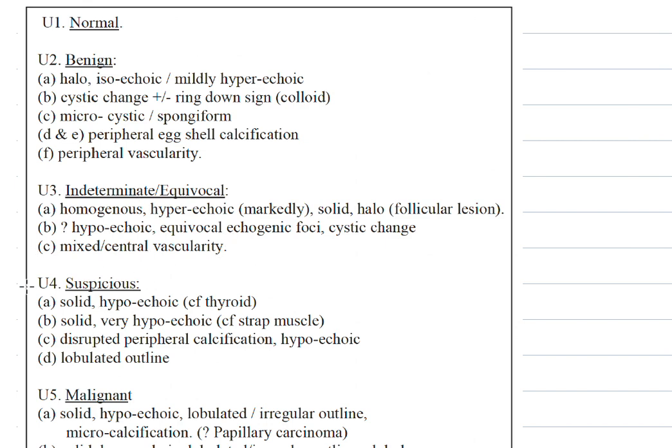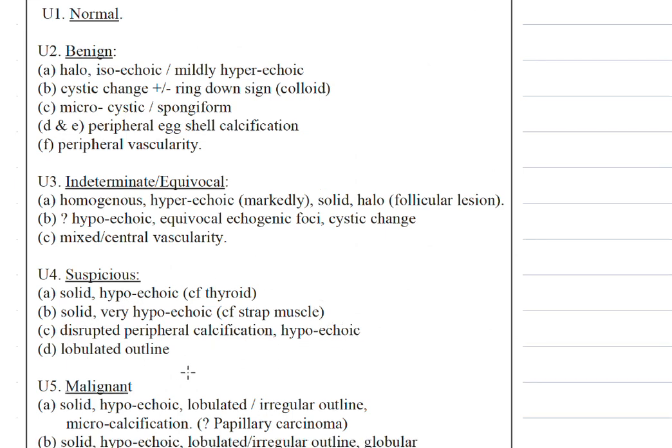Then there is a suspicious thyroid nodule. Suspicious thyroid nodule is usually solid and hypoechoic. Always remember, if the shadow is less like hypoechoic, it is suspicious. If the shadow is hyperechoic, then that is benign. So solid very hypoechoic compared to strap muscles, solid hypoechoic of thyroid, disrupting peripheral calcification. Here it was axial calcification, while in suspicious there will be peripheral calcification, hypoechoic and lobulated outline.